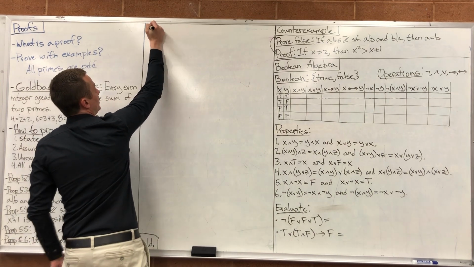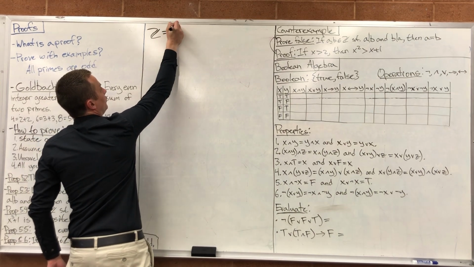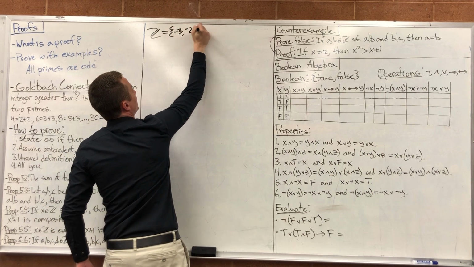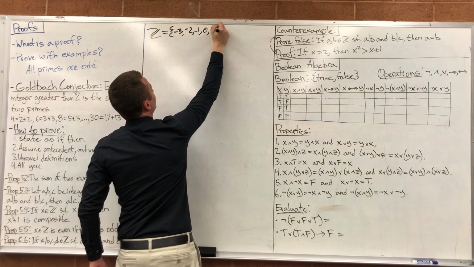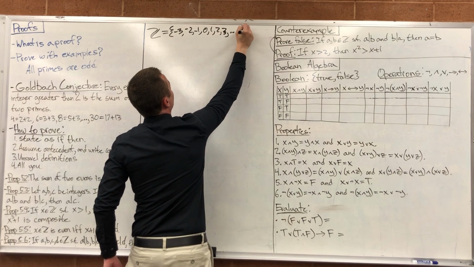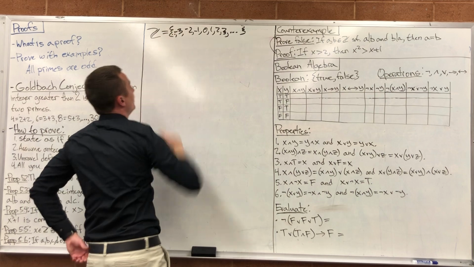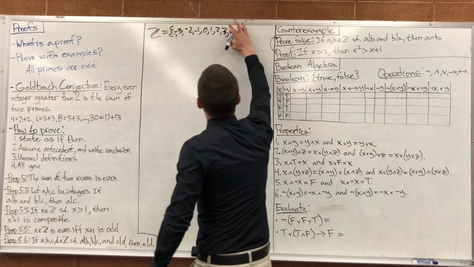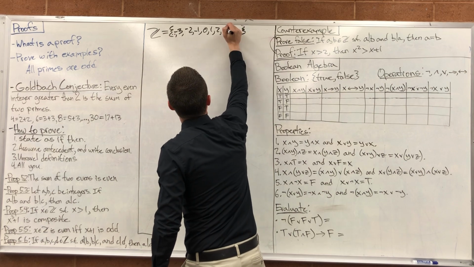So this is our symbol for integers. What does it mean to be an integer? It means you're in this set: ..., -3, -2, -1, 0, 1, 2, 3, ... Right? So to be an integer means that you're a member of that set. So now we know what it means to be an integer. What else did we talk about?